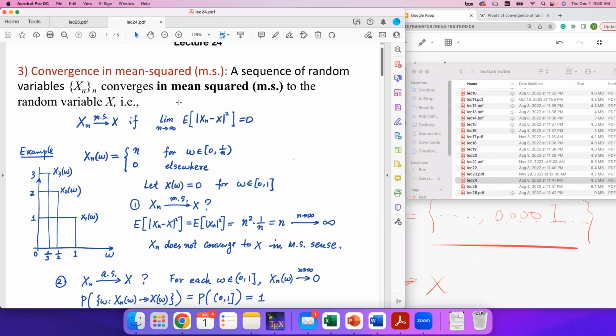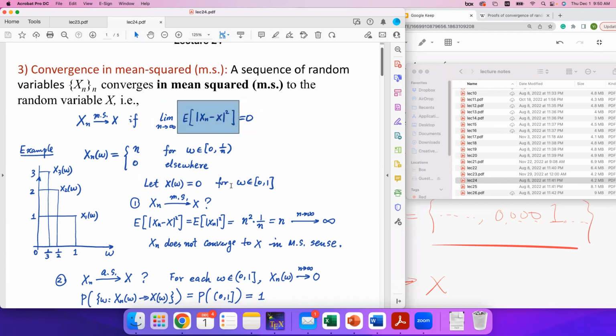Well, to do that, we just follow this definition. Evaluate this mean and then see what happens in the limit. So write down this mean. Because X is a 0 random variable, we don't care about X. We can ignore that, it's 0. So we are only looking at the expectation of Xn squared.